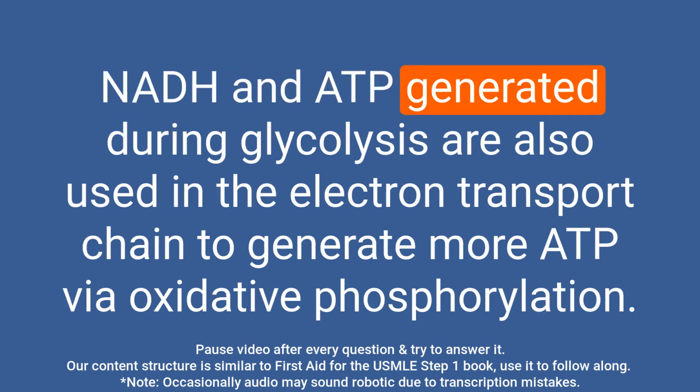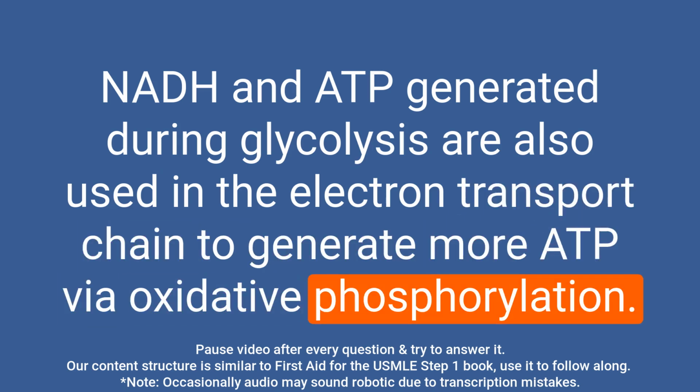NADH and ATP generated during glycolysis are also used in the electron transport chain to generate more ATP via oxidative phosphorylation.